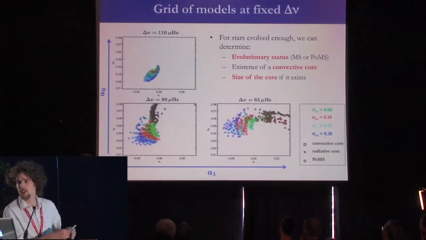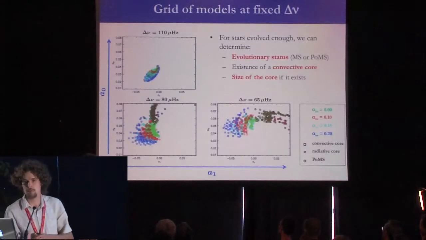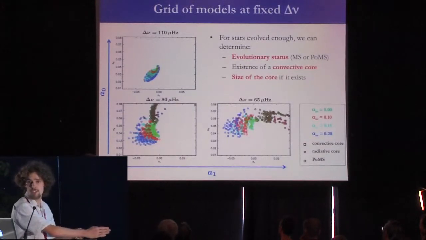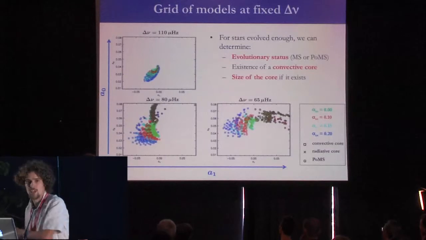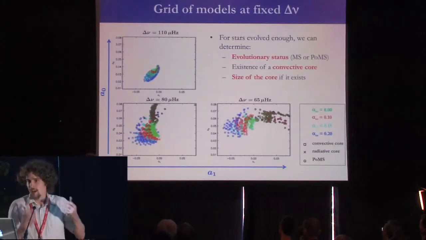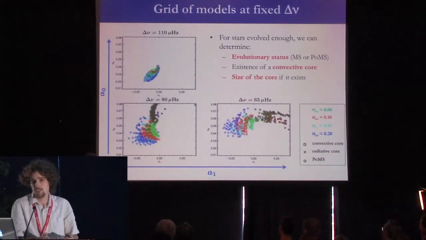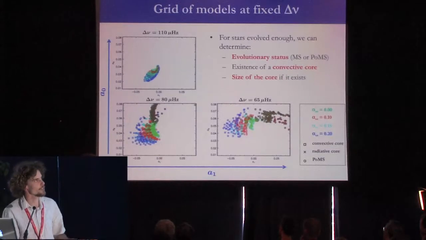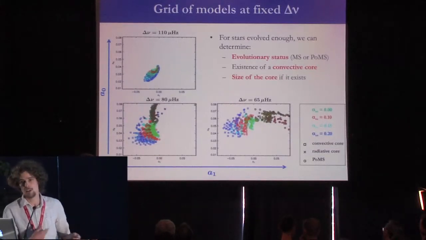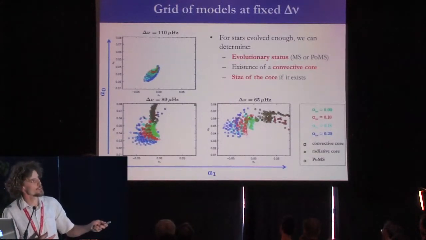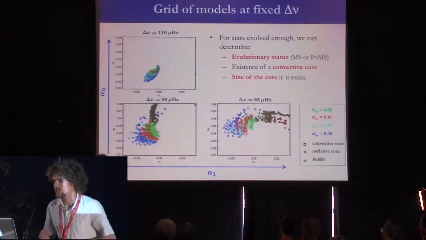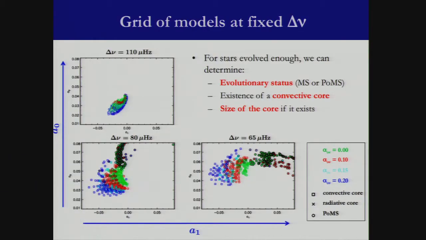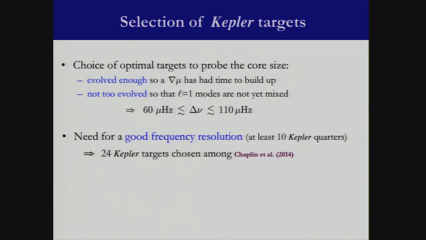So I insist that this includes models with metallicities ranging from minus 0.5 dex to plus 0.5 dex. For a particular star, we have spectroscopic measurements, so we know the metallicity better than that. So the prospect of telling the overshooting using these diagrams is even better than it shows here. And if you further decrease the large separation, the separation between the different locations in this diagram is even clearer. So this leads us to Kepler targets.